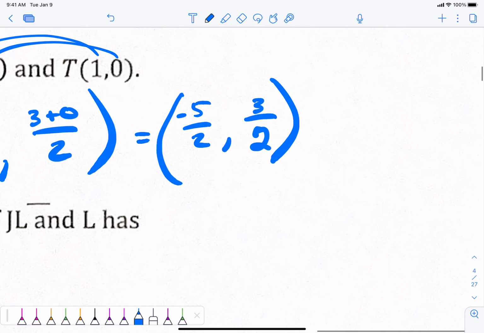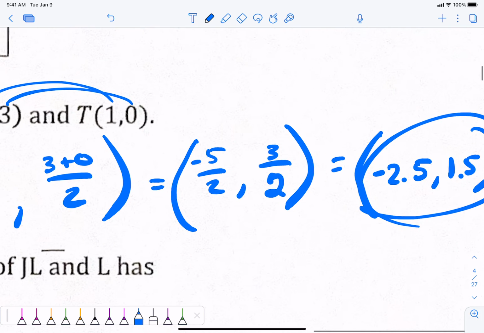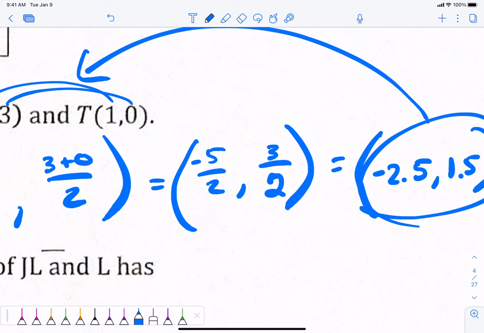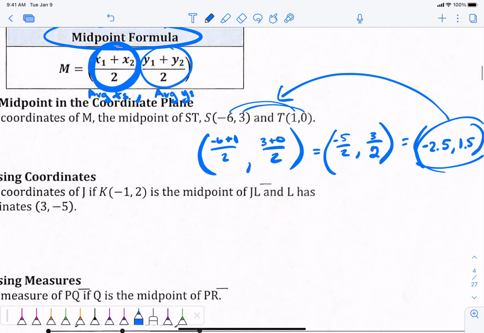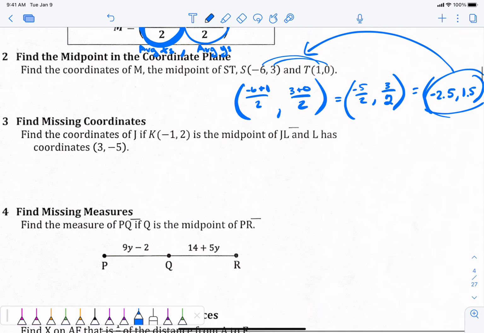If you don't like fractions, you can certainly put them as a decimal. What's -5 over 2? -2.5, comma, 1.5. Yep, 3 over 2 is 1.5. So this point right here is the one that is exactly in the middle of these two if I connect the dots, right? Happy with that? Okay, now they do it just a little bit harder in this next example because they don't give us the endpoint, they give us the middle, right?